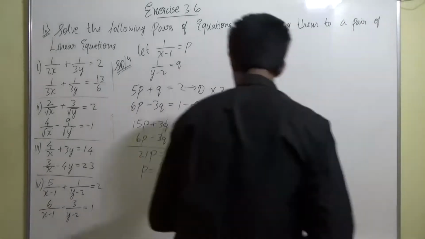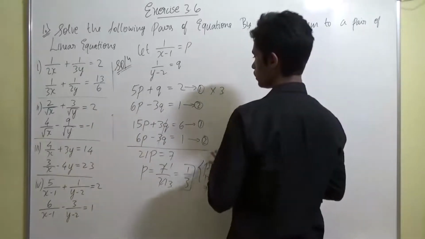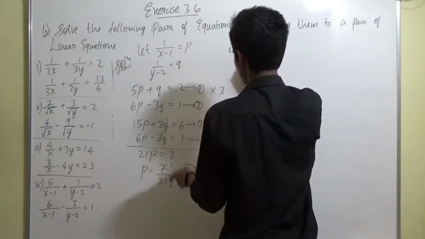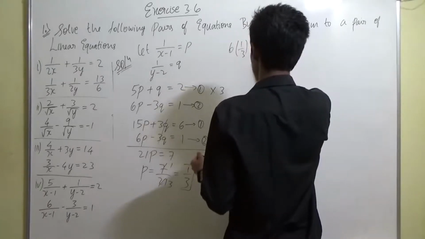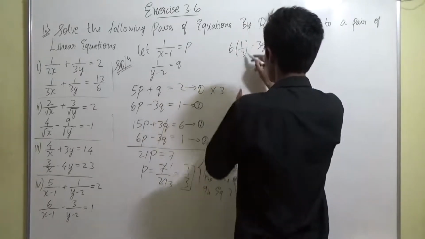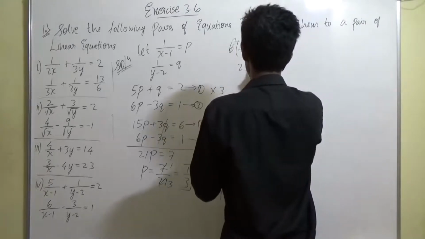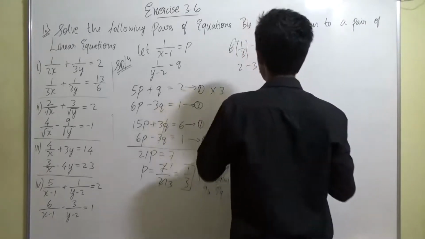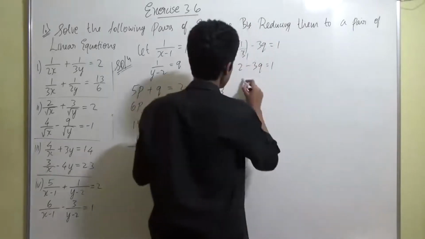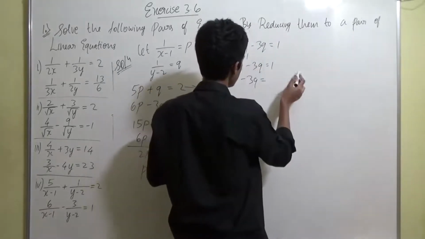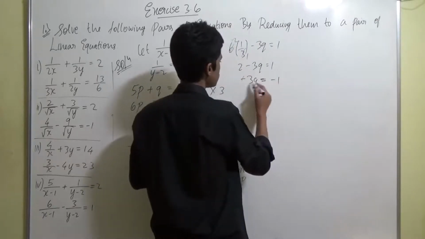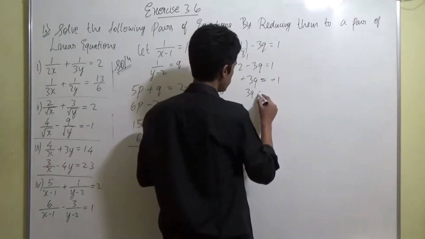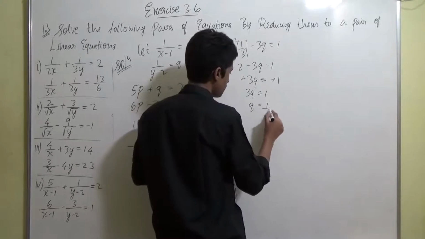Done. So we'll put back the value of p in equation 2. It becomes 6 into p, which is 1 by 3, minus 3q equal to 1. So 3 ones are 3, 3 twos are 6, this becomes 2 minus 3q equal to 1. So we'll take 2 to the other side. It becomes minus 3q equal to 1 minus 2, which is nothing but equal to minus 1. And here minus minus will get cancelled. 3q equal to 1, so q will become equal to 1 by 3.